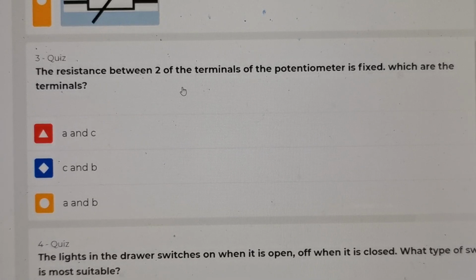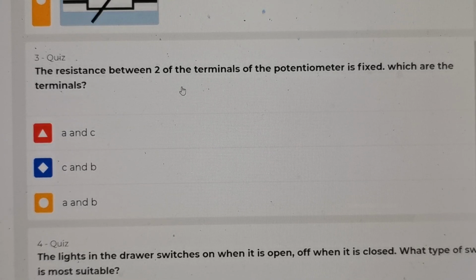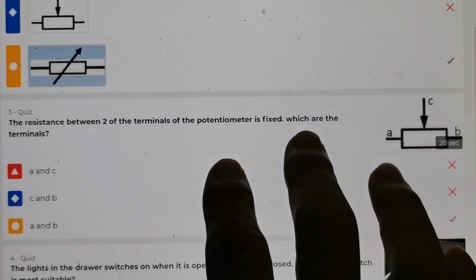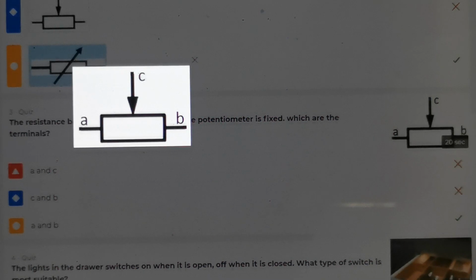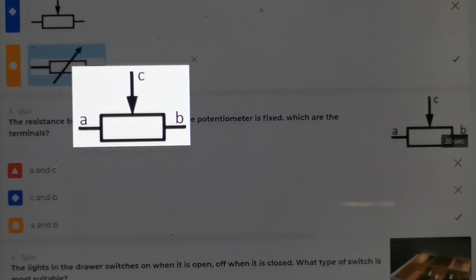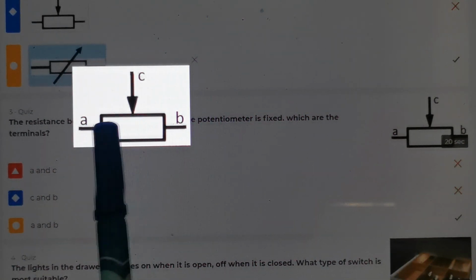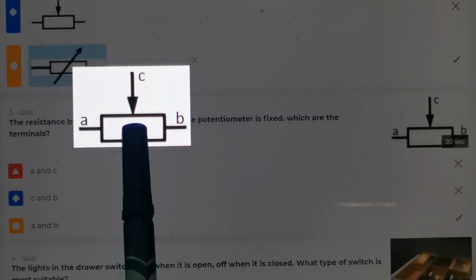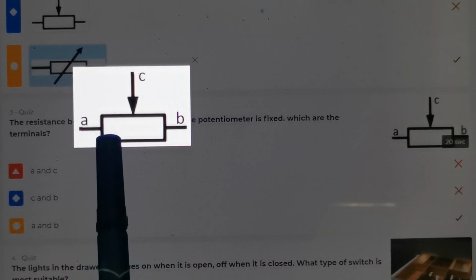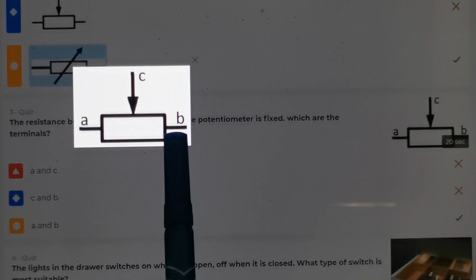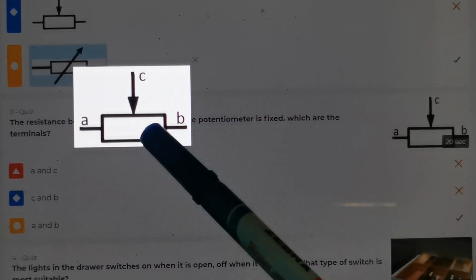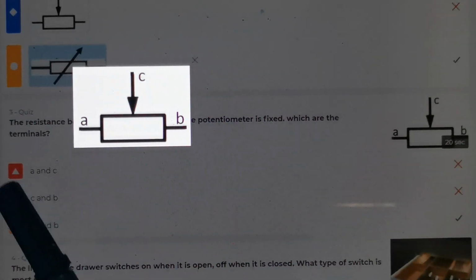Question number three. The resistance between two of the terminals of the potentiometer is fixed. Which are the terminals? They show you this picture, and tell you there are two terminals where, if you measure the resistance value, it will always be the same no matter how you turn the knob. The third one represents the knob that you can turn. So which two terminals will always remain the same? Of course, it's A and B.